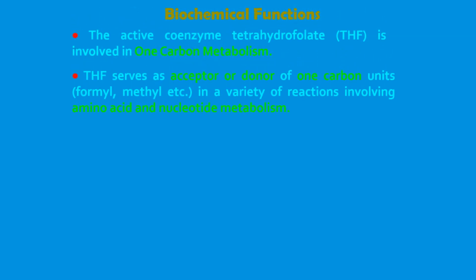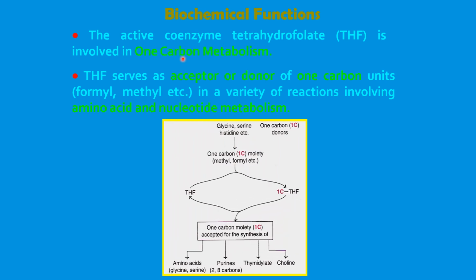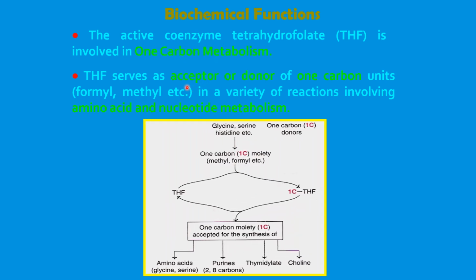So what is the biochemical function of tetrahydrofolate, the active coenzyme form? Tetrahydrofolate is involved in one carbon metabolism. What I mean by one carbon metabolism is that we can transfer one carbon group in different forms, either in biosynthetic or catabolic reactions. So tetrahydrofolate can act as an acceptor of the carbon group or a donor of one carbon group. These are very important reactions in amino acid metabolism and nucleotide metabolism.